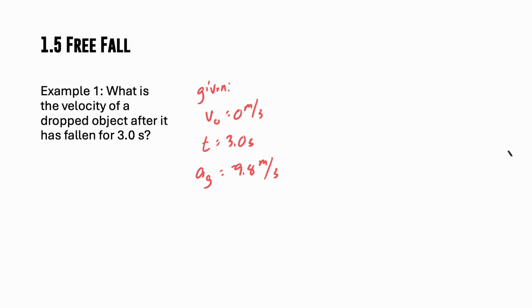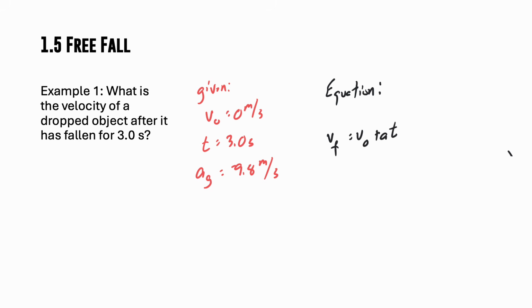Anytime an object is dropped, we say it has 0 meters per second. It's not moving yet for that small moment in time. I'm given the time of 3 seconds, and it doesn't explicitly say so, but I'm assuming we're on Earth, so we have to use negative 9.8 meters per second squared. We did forget my squared there.